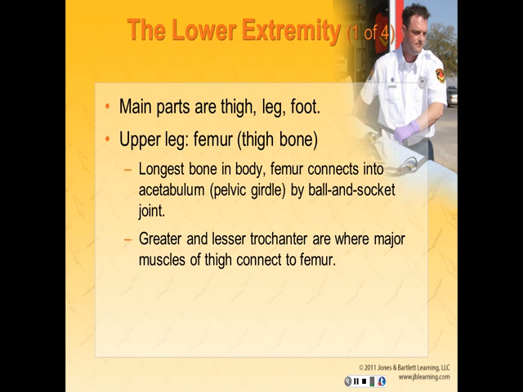The femur is the upper leg, also known as the thigh bone. It's the longest, strongest bone in the body. At the superior head of the bone is a round ball-like structure called the femoral head. The femoral head is where the femur connects into the acetabulum, which is the pelvic girdle, by a ball and socket joint. The femur has two projections where major muscles of the thigh connect to the femur. These are called the greater trochanter, which is lateral superior, and the lesser trochanter, which is medial superior.